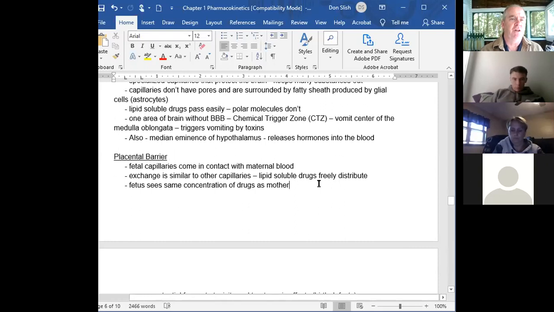Fetal capillaries come in contact with maternal blood. If anyone had me for developmental biology last spring, we talked about this. Basically, maternal blood just gets released into this little area that bathes the fetal capillaries, and then it gets sucked back up into other vessels and goes back into the maternal venous supply. So you've got basically very little barrier there between maternal blood and the fetal blood.